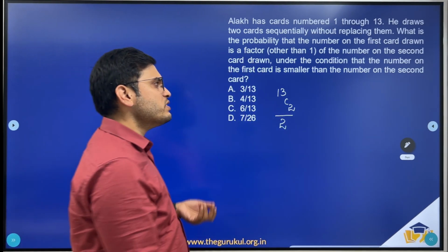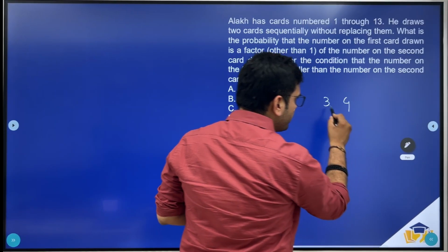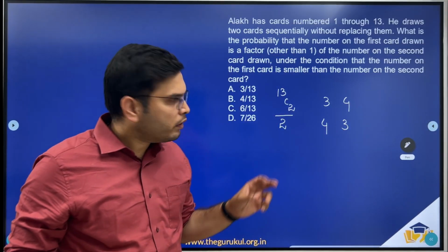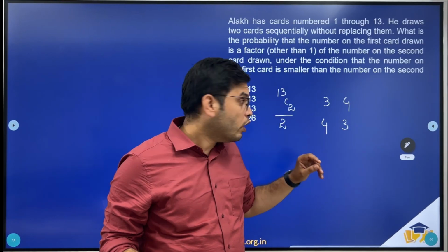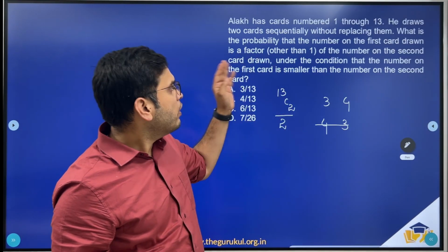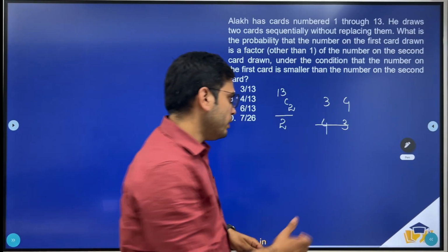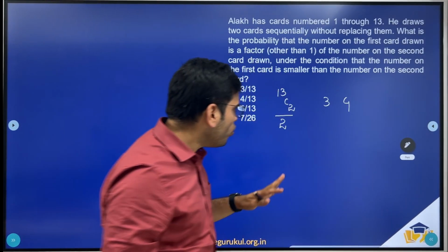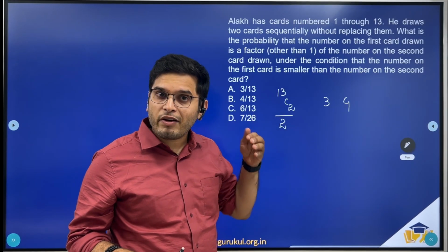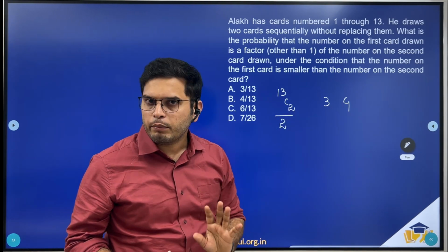Or let me consider one more example. Now if you have picked 3 and 4, right? So you have two ways, picking 3 first and 4 first, or picking 4 first and 3 first, right? Now then you have the same cards 3 and 4, but we should not be considering this case, because it is given that under the condition that the number on the first card is smaller than the number on the second card, right? So the total number of cases would be 13C2, right? Out of which we should be considering only half of them, because given that the first number should be less than the second number, right?